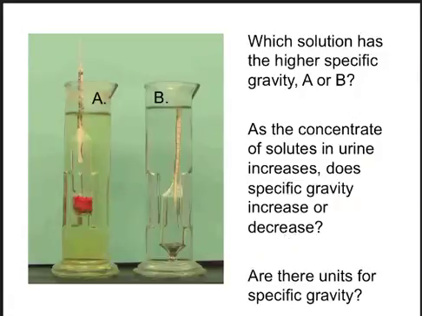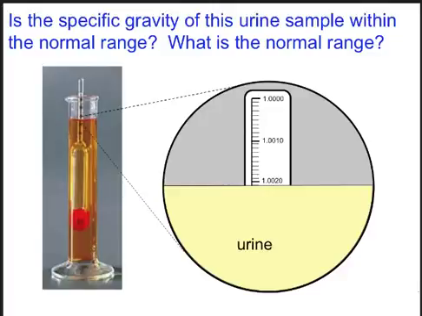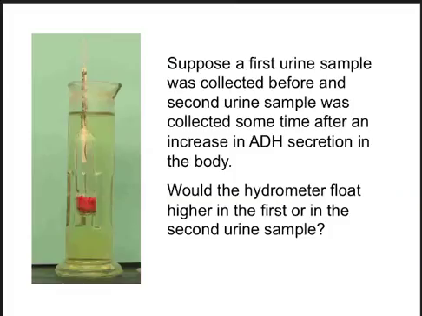Next question is, are there units for specific gravity? And the answer is no. It is a unitless number because we divide the density of the fluid that you're measuring by the density of water. As a result, the units cancel. Okay, next question. Is the specific gravity of this urine sample within the normal range? And the normal range for urine specific gravity is 1.01 to 1.025, and so the answer here is no. Okay, absolutely not.